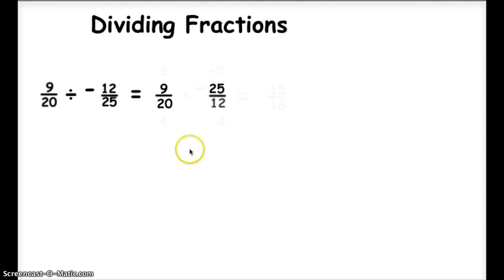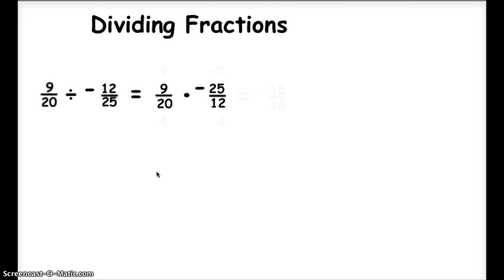So I flip the second fraction, and now I multiply it. And since it was negative when I divided it, it's still going to be negative when I multiply it. So my new multiplication problem is 9/20 times negative 25 divided by 12. I've multiplied by the reciprocal. But before I multiply by the reciprocal, I need to reduce the fraction. That way I don't have to multiply such large numbers or reduce large numbers after I multiply them.